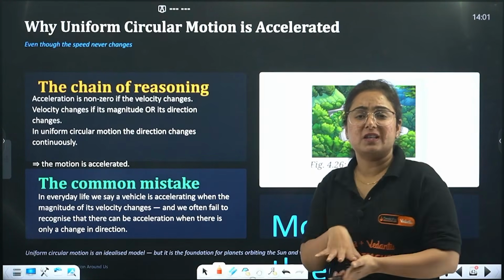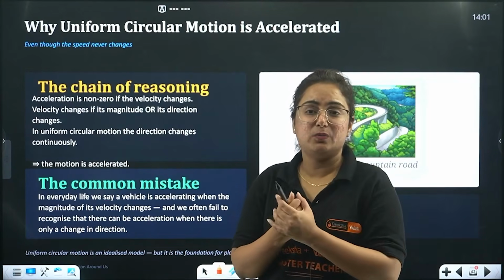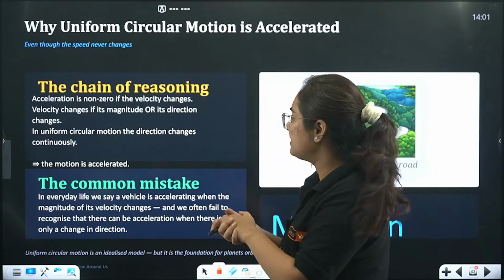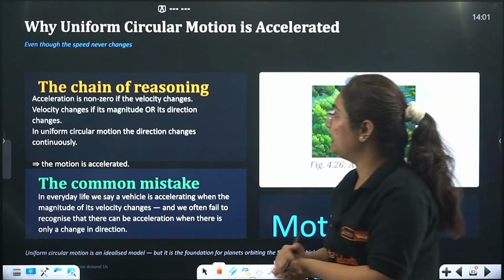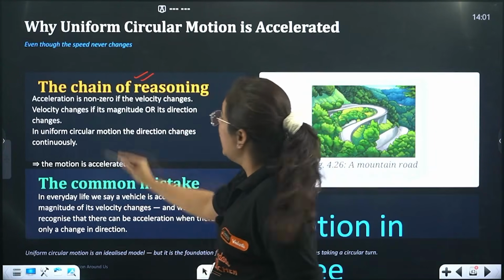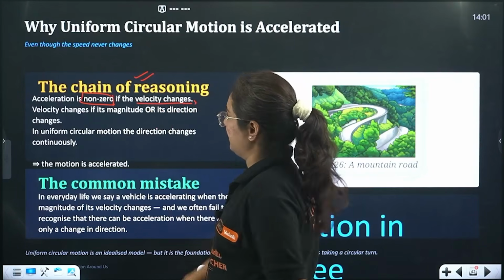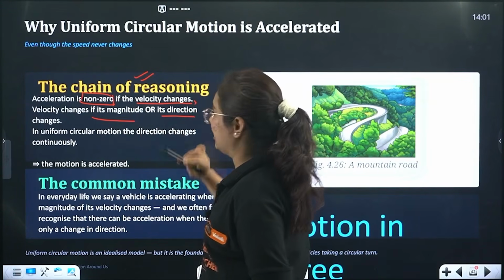So the uniform circular motion is accelerating. What is that? There are certain common mistakes we make in our daily life, not understanding certain basics. Even though the speed never changes, beta, the chain of reasoning: acceleration is non-zero if the velocity changes, right? Velocity changes if its magnitude or its direction changes.